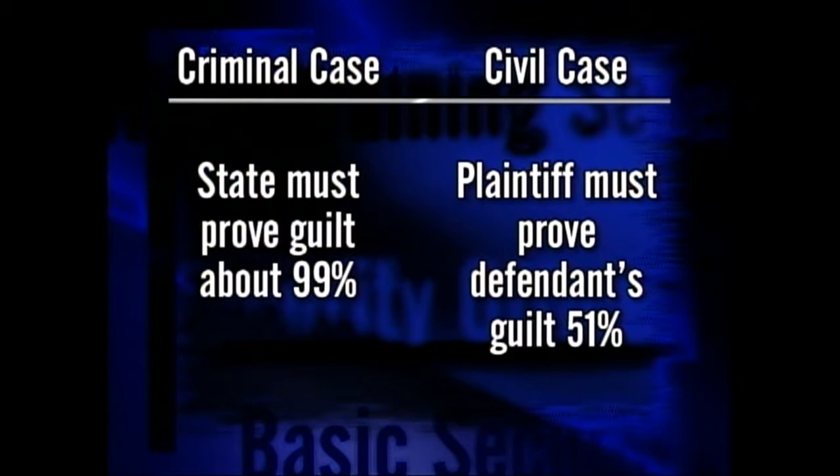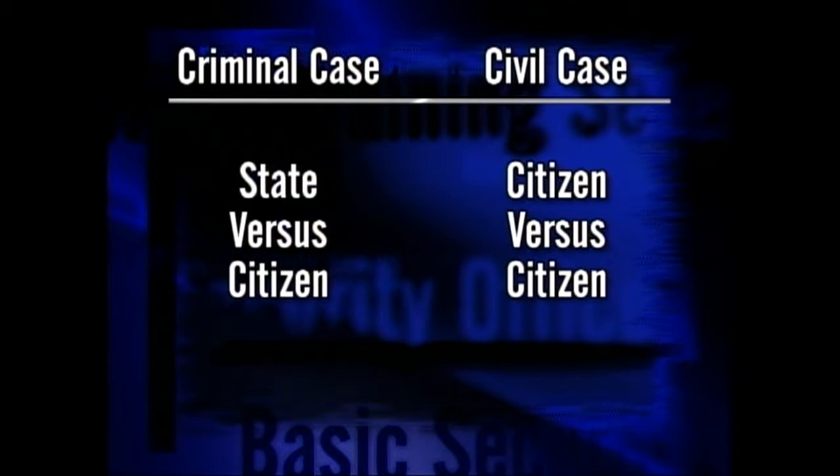In a civil case, the plaintiff must prove his case against the defendant by a preponderance of the evidence. In other words, whoever has the best and the most evidence in a civil case will usually win. Mathematically, in a criminal trial, the state must prove guilt about 99%. In a civil case, the plaintiff must prove the defendant's guilt 51%. In a civil case, the law considers the playing field much more level than in a criminal case. In a criminal case, it is the state versus a citizen, and in a civil case, it is a citizen against another citizen. In a criminal case, the defendant cannot be forced to testify against himself. In a civil case, the defendant can be forced to testify whether he wants to or not.